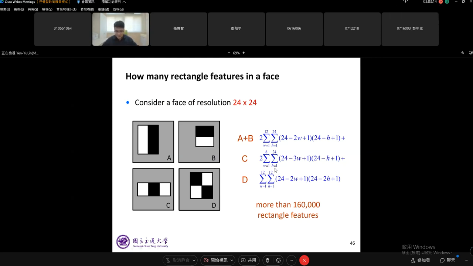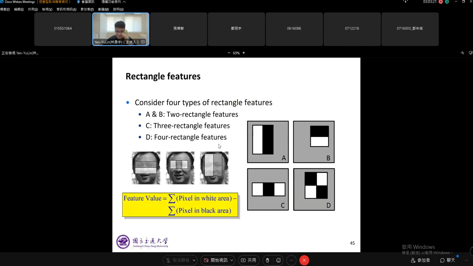Hello, hello. Let's get started. In this slide, I have talked about how to use a single rectangle feature to project a window, which could be a face or non-face window, to a one-dimensional response. It is used to control one particular dimension of the feature vector of this pattern.